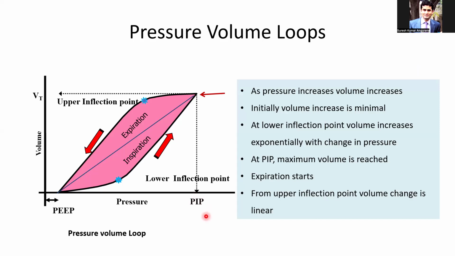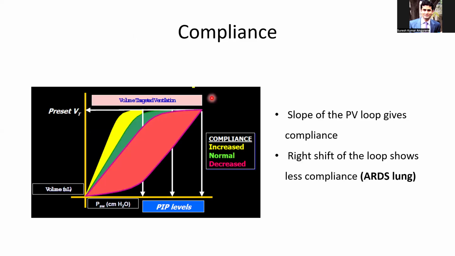Coming to pressure volume loops. So this is the characteristic pressure volume loop. This is the inspiratory part of the pressure volume loop, and this is the expiratory part. We already discussed that the inspiratory limb has three parts: a lower compliance phase in the initial part, then there is high compliance, and at the end of inspiration, there is again a low compliance phase.